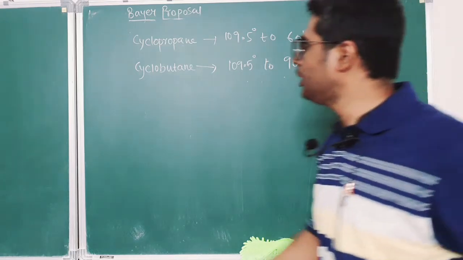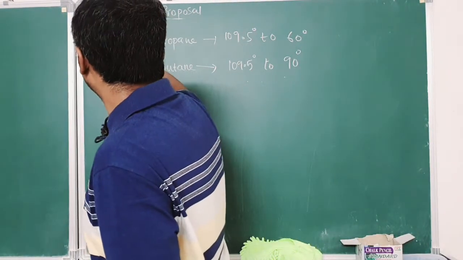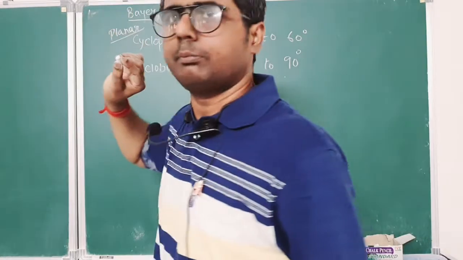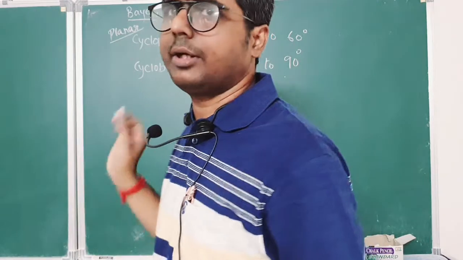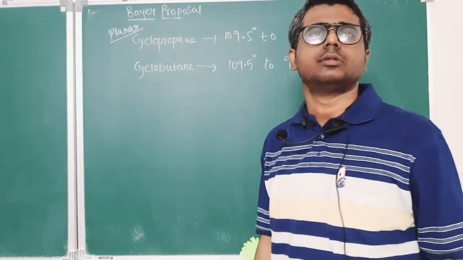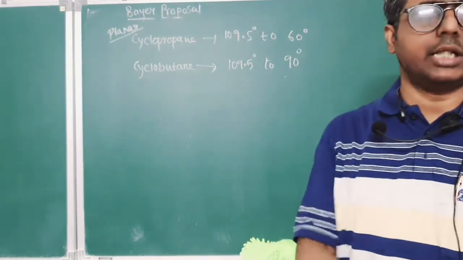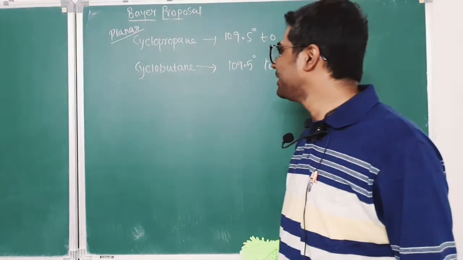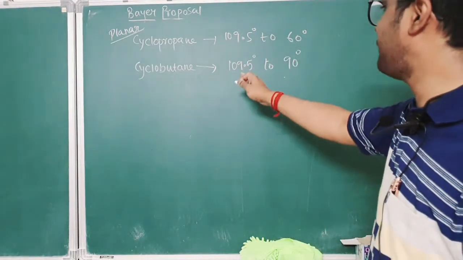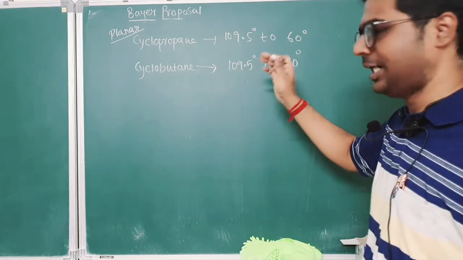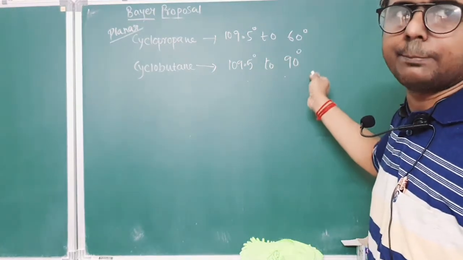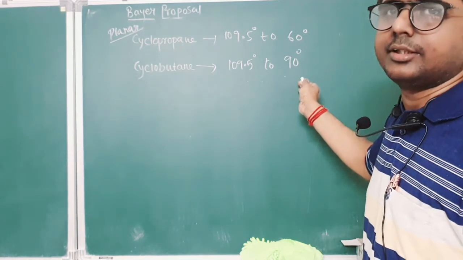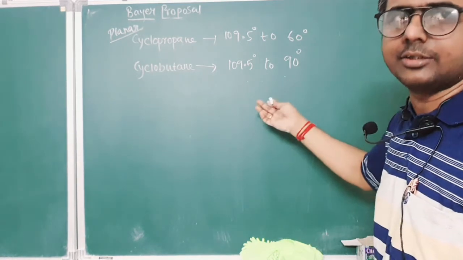We are talking about only planar compounds. Cyclopropane, we have seen, is only possible as planar. What about cyclobutane? The difference is less, the pulling is less. The difference between the sp3 hybridized angle and the bond angle in planar cyclobutane is less. So angle strain will be lesser, so stability will be more.